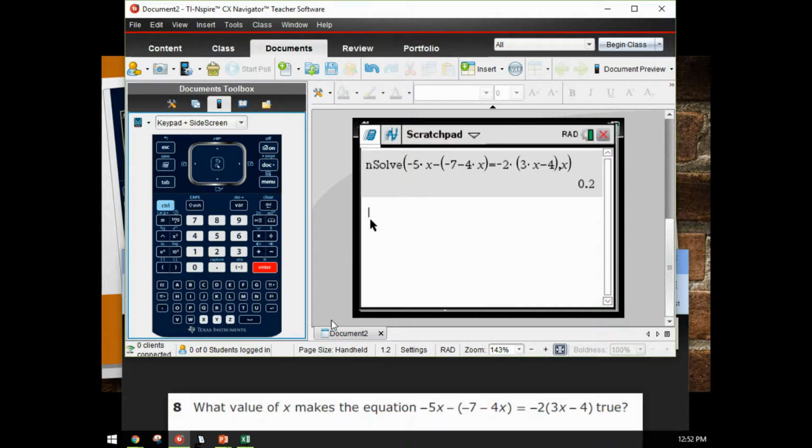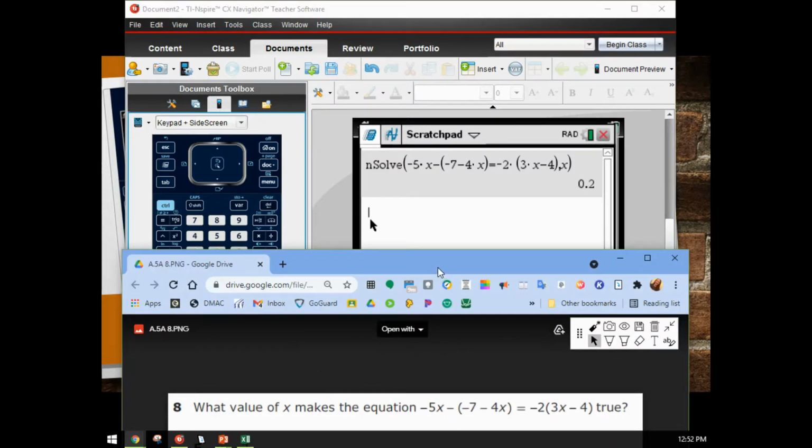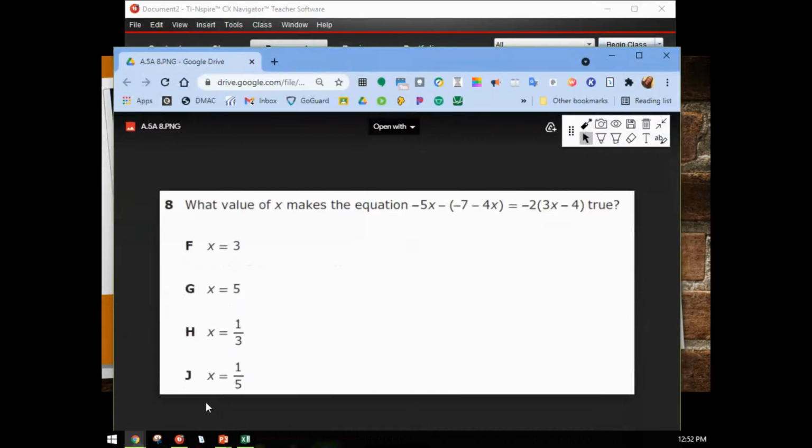So what is my answer going to be? 0.2. Okay. Is 0.2 an answer here? No. But I've got two fractions. Do you know what 1/3 is as a decimal? 0.33333, right? So is that going to be it? No. So if you know what that one is, then it's probably this one, right?